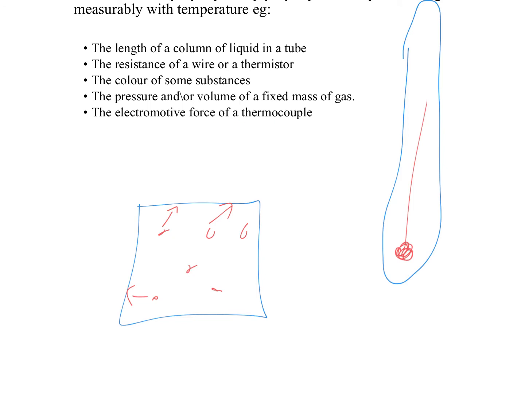And then the final one there is the electromotive force of a thermocouple. This is an awkward part of the course because you don't really learn anything about thermocouples on the course, but they want you to be able to discuss it as a thermometric property, even though you don't know anything about it. There's no other background info on the course, so I'll go through that now in a second. I also want to show you the colour of some substances, how that changes.